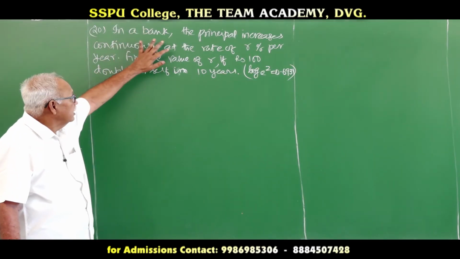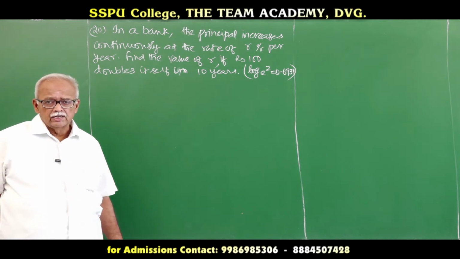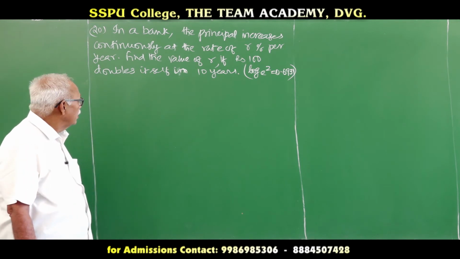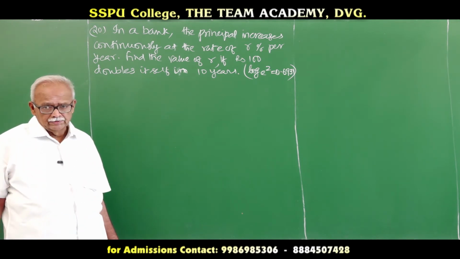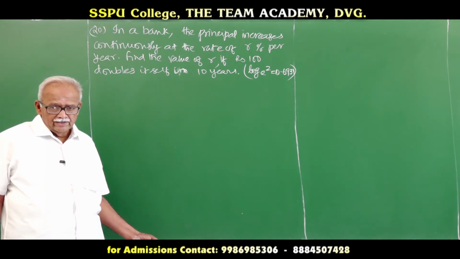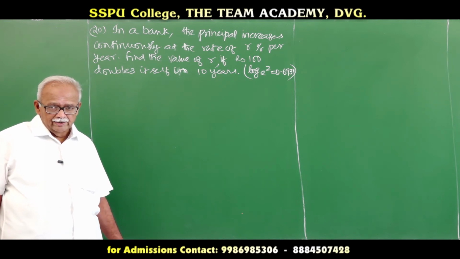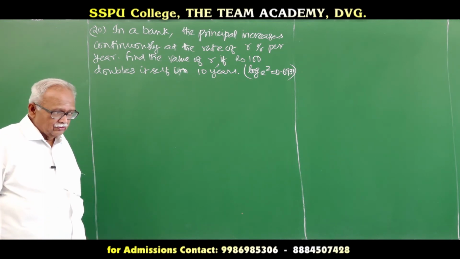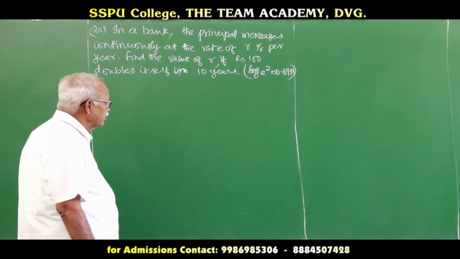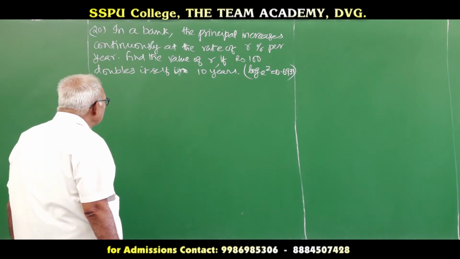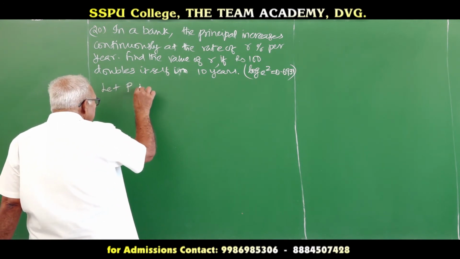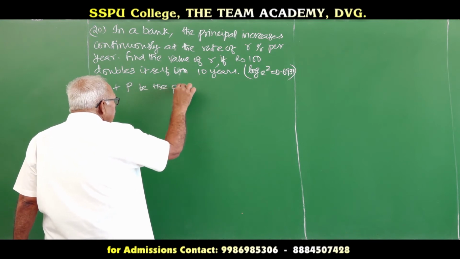20th question: in a bank the principal increases continuously at the rate of r% per year. Find the value of r if rupees 100 doubles itself in 10 years. So 100 rupees we put in the bank, it becomes 200 in 10 years, doubles. What will be the rate of interest that the bank is charging? That is the question. So now we are coming to the commerce applications for the differential equations. What is given is, in a bank the principal, let P be the principal.